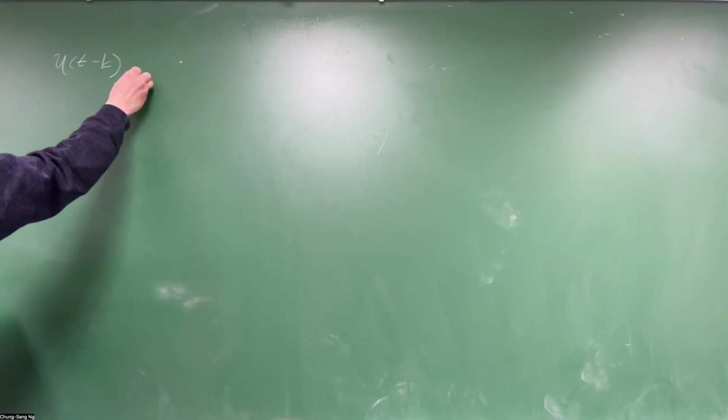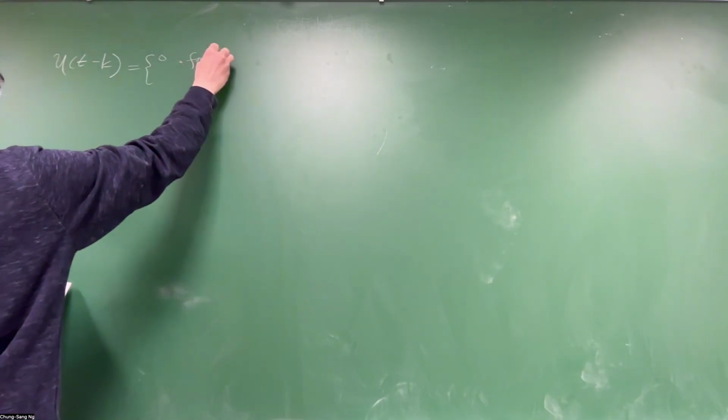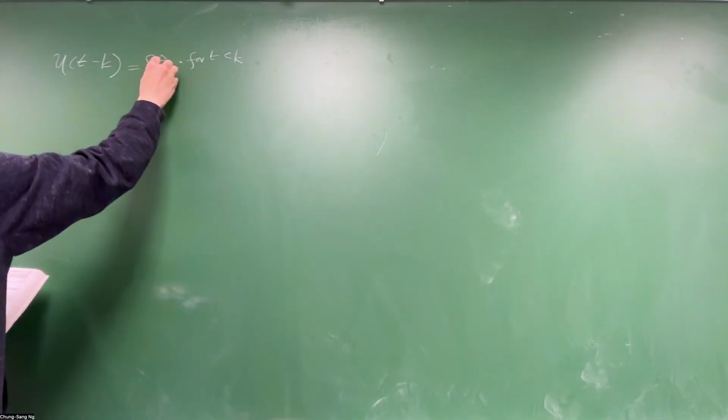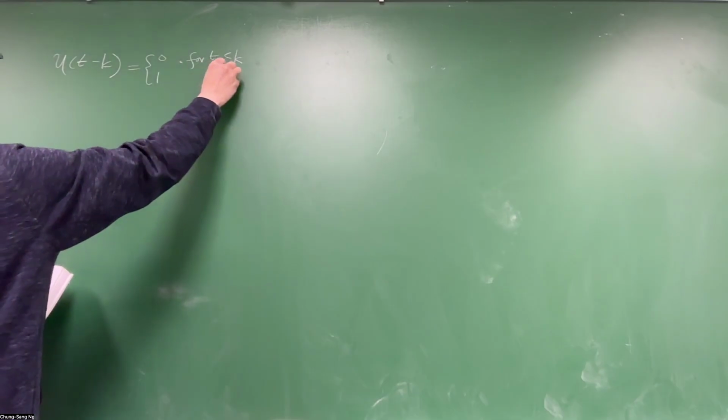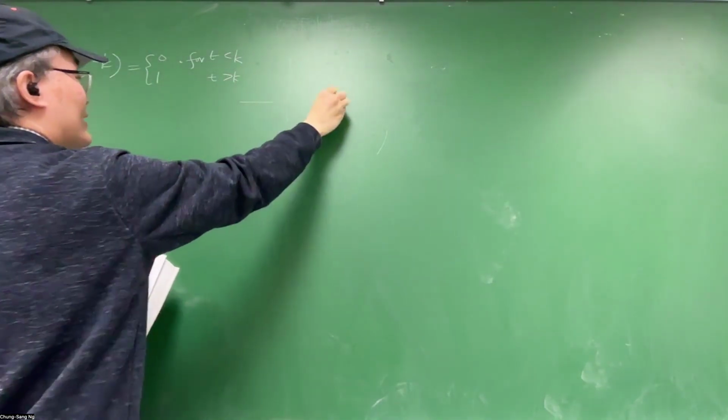One more example, and the notation is changed. Now we're using a function u, previously called capital F, following the textbook notation. So this is a step function. It's 0 up to t equal to k, and 1 for t greater than k. There's an ambiguity at exactly t equal to k, but usually we don't care too much about it.